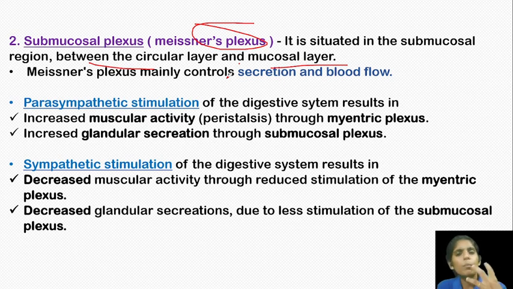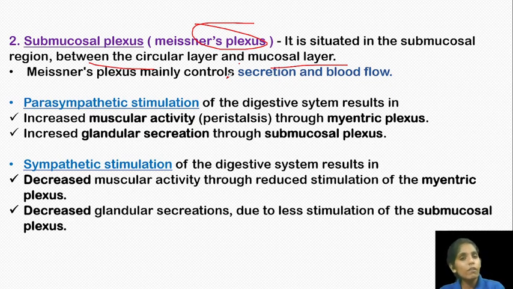Whenever the food enters the digestive tract, the neurons will detect the presence of the food in the digestive tract, and they will send the information to the brain, and the brain in turn will send some feedback information to these neurons, ultimately resulting in an increase in the peristaltic movements and also an increase in the glandular secretions. Only if there is presence of food in the digestive tract, the muscular activity has to be increased and also the glandular secretions have to be increased.